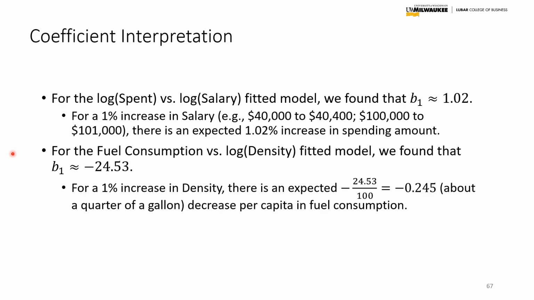For the fuel consumption application, where we did not log the Y, but we logged the X, we found that B1 equals minus 24.53. So going back to our discussion of Y on log X, this would mean that for a 1% increase in density, there's an expected minus 24.53 over 100, or minus 0.245 decrease in per capita fuel consumption. That's about a quarter of a gallon decrease.